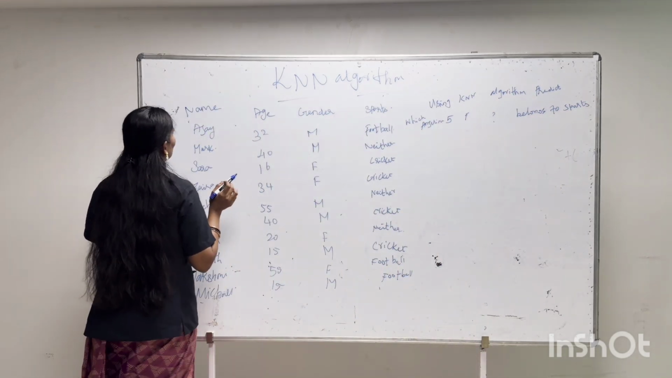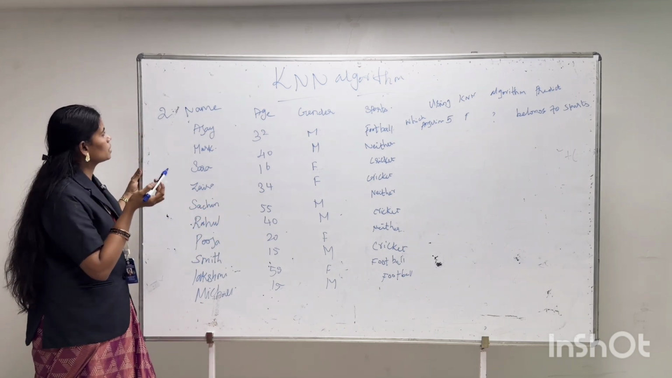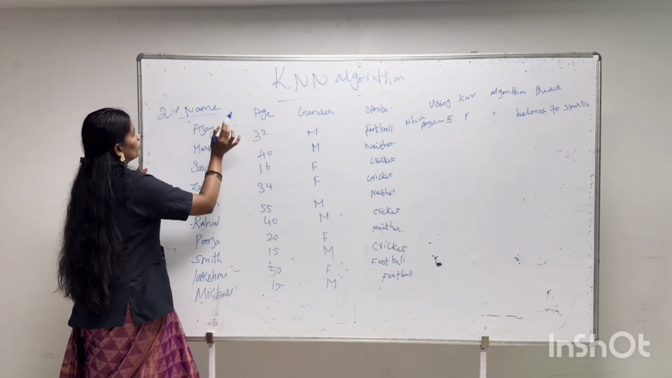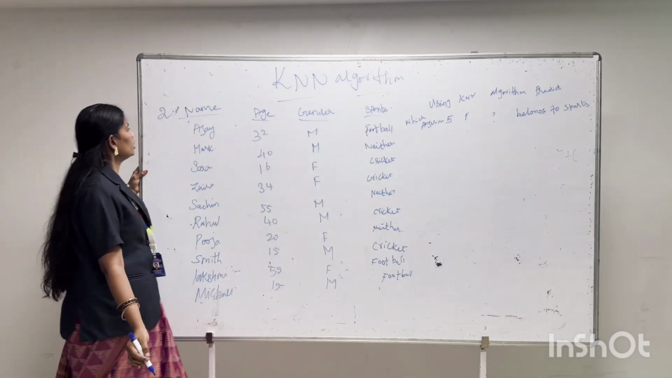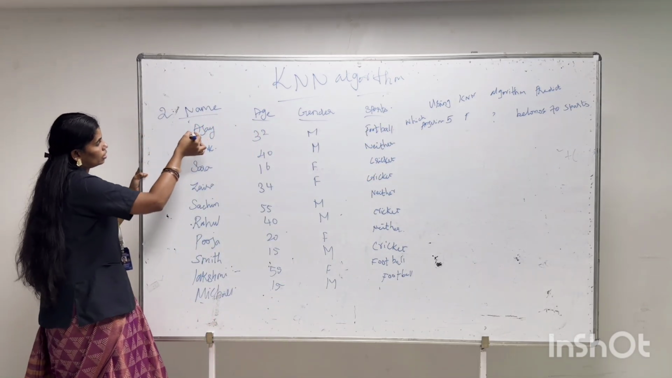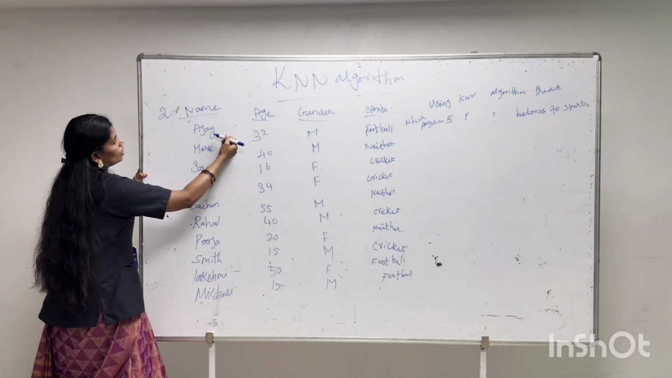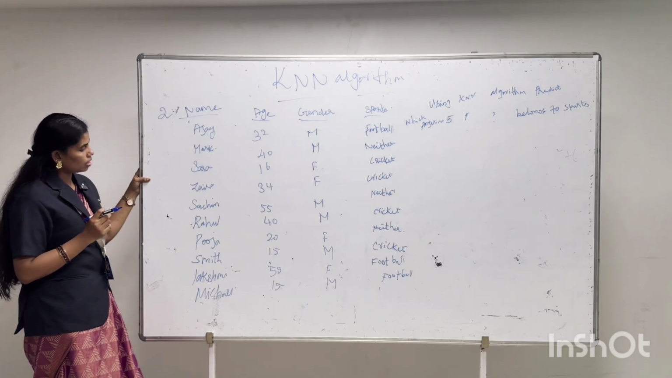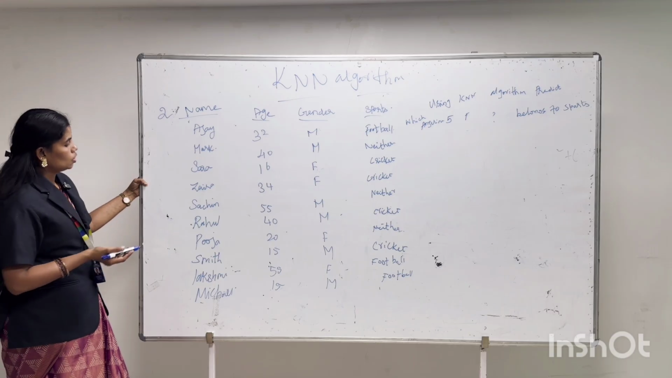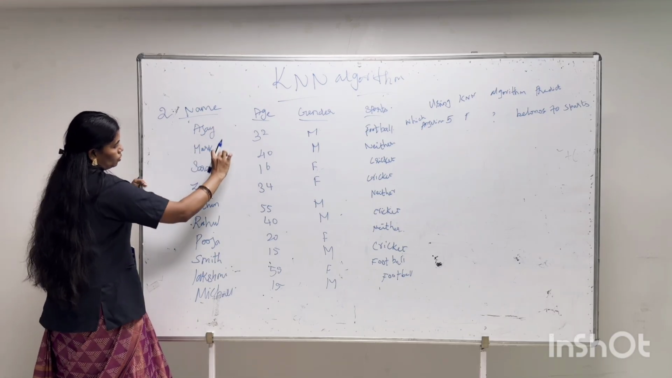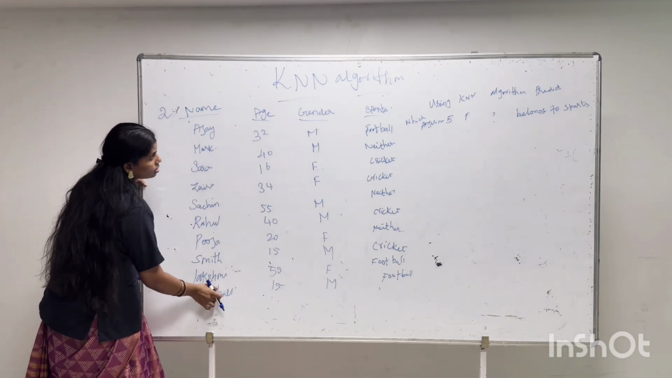Okay, here I have given some sums. I have given some name, age, gender, and sport. This is the sum I have taken. The data sets I gave are Ajay, Mark, Sara, Zira, Sachin, Rahul, Pooja, Smith, Lakshmi, and Michael. So the total numbers are 2, 4, 6, 8, 10.